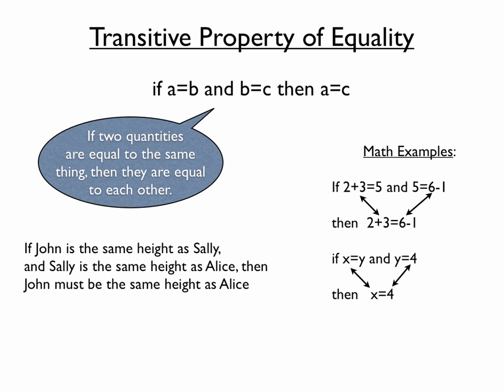We can use this whether we have numbers or variables. So for example, if x equals y, that says that two variables, x and y, have to have the same value, and we know that y is equal to 4, it must also be that x equals 4, even though nobody has told us that. It's something that we can infer using this transitive property of equality.